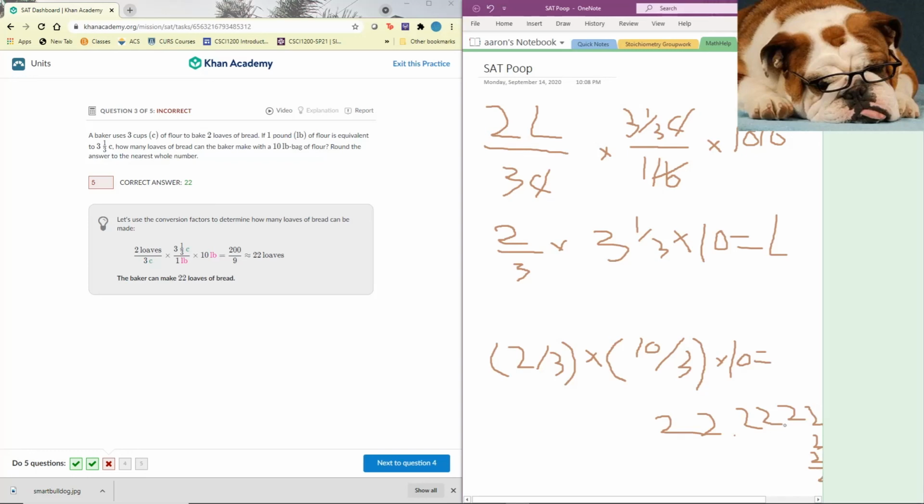22.2222222. Okay, as you can see, it's just 0.222222 forever. And it wants us to round to the nearest whole number. Well, 22 is the nearest whole number. And as you can see, there's the answer.